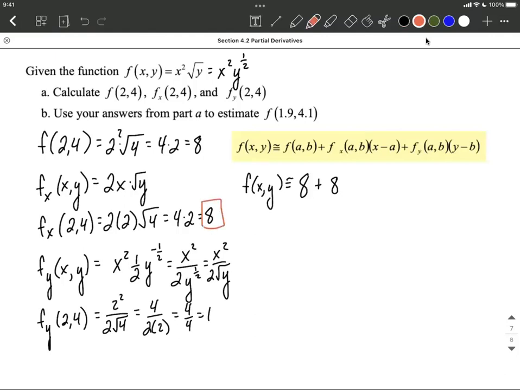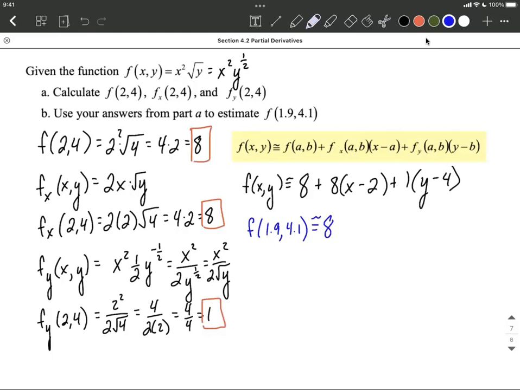This next value, the first value we filled in, and then it goes as x minus our value for a, which we said was 2, plus the partial derivative with respect to y evaluated at 2, 4, which was 1, multiplied by y minus our value for b, our y value of 4. The last thing we need to do here is get this estimation of f of 1.9, 4.1.